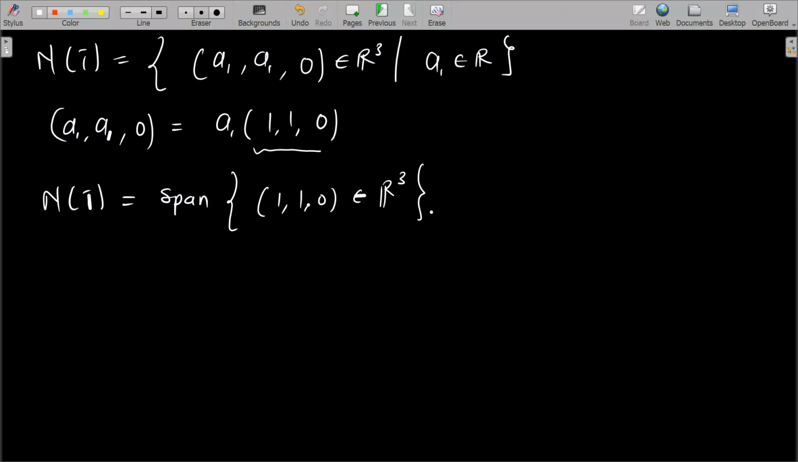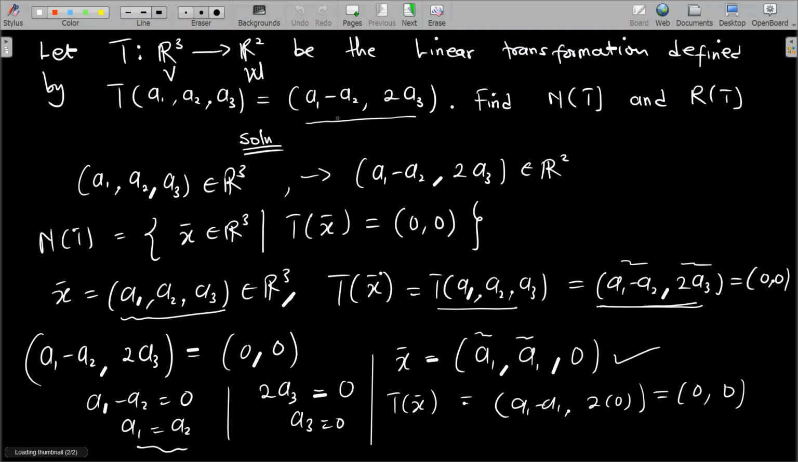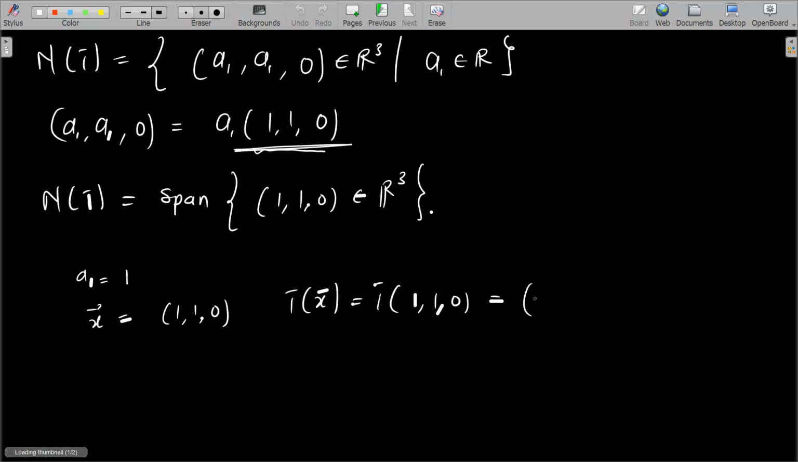An example you can pick is, remember, if I pick a1 to be equal to 1, then the vector x I'm looking for that belongs to the null space is going to be 1 times that, which gives me (1, 1, 0). And so the transformation of this x is going to be the transformation of the vector (1, 1, 0), and that is given by, if you go back to the definition, the first component minus the second component, then 2 times the last component. So the first component minus the second component is 1 minus 1, that is 0. 2 times 0 is 0, and indeed this belongs to the null space.